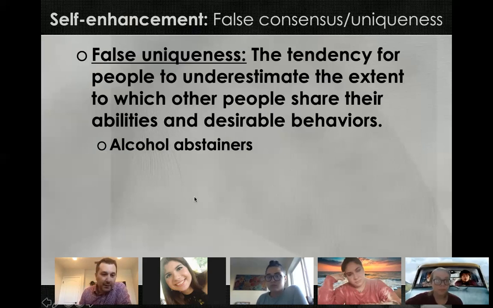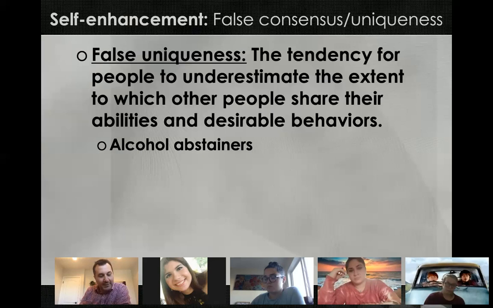There are, for instance, a fairly large proportion of undergraduate students who don't drink. Let's call them alcohol abstainers. And what some research has shown is that when you ask people who abstain from alcohol, how many other people also abstain from alcohol? How many other people don't drink as well? These people tend to say almost no one. Everyone's getting drunk all the time. I'm like one of the only people that does this. Now that's not true. There's a fairly large number of undergraduates that don't drink alcohol at all.